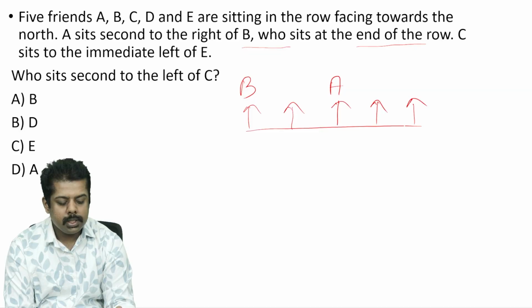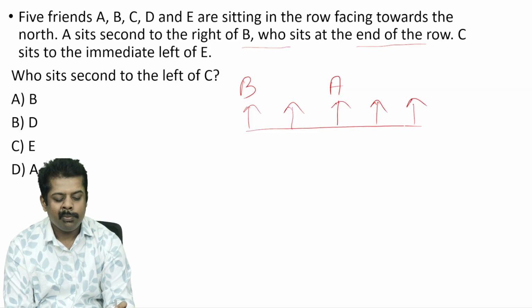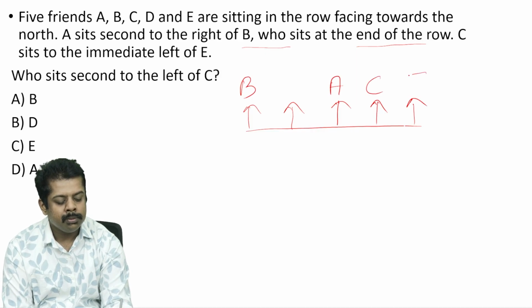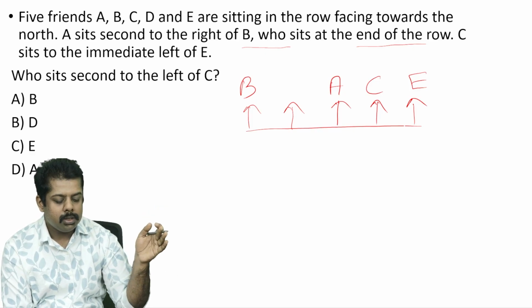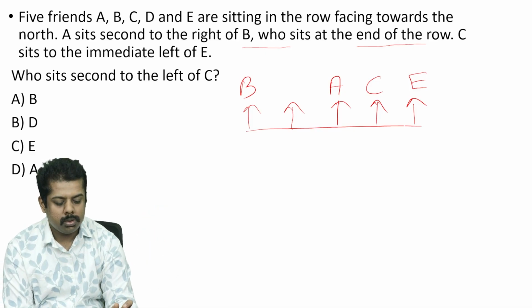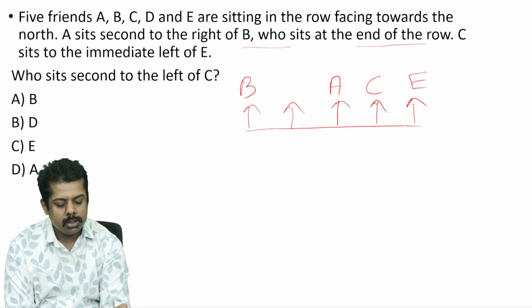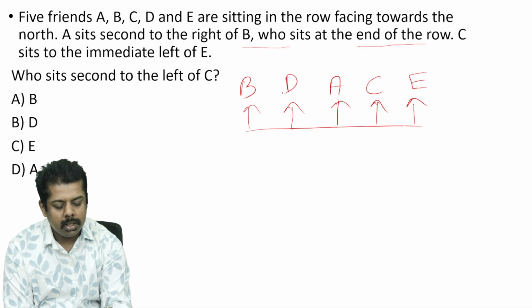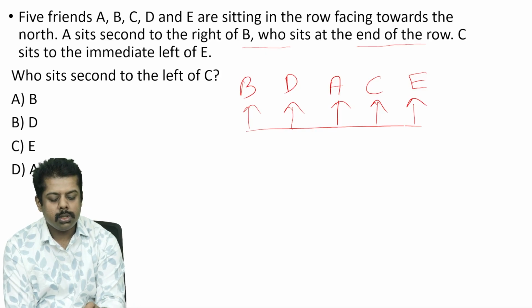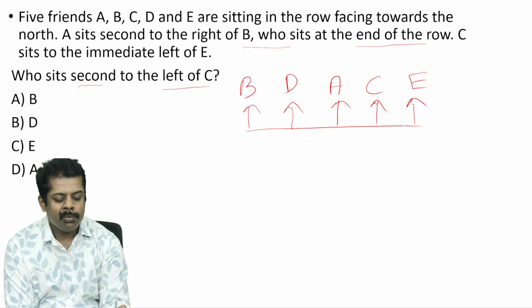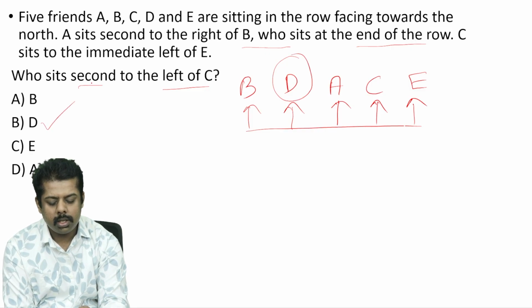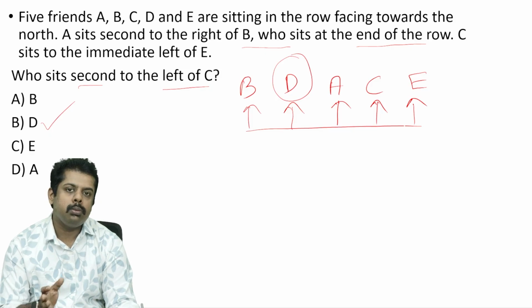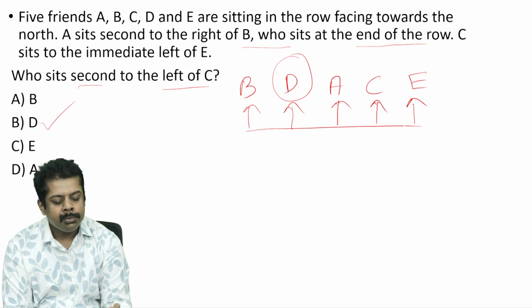Now the next point says that C sits to the immediate left of E. For that point to be okay, E has to be in the extreme right hand, then only that point would work. So here as well we have fixed the conditions. Now the person missing here is D basically. Now what was the question? Who sits second to the left of C? Second to the left of C is basically here. So this is also an easy set. The answer here has to be B. Hope that you are getting it.